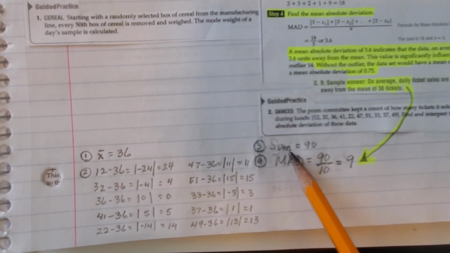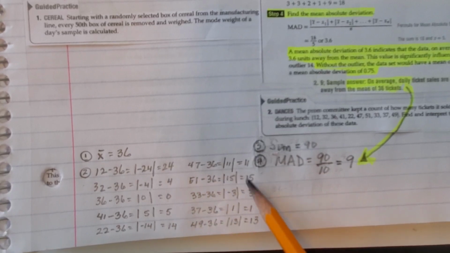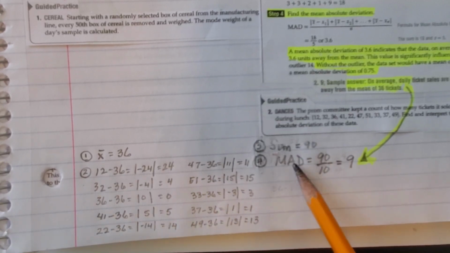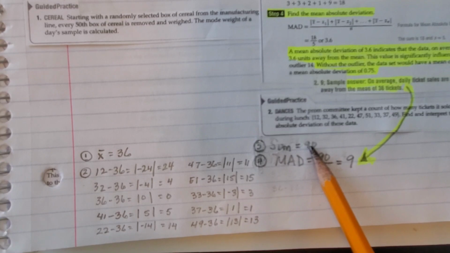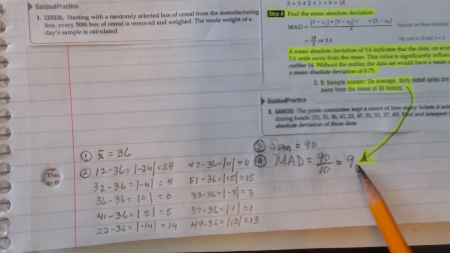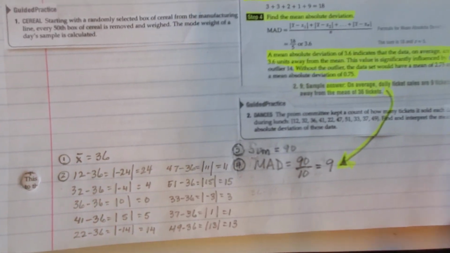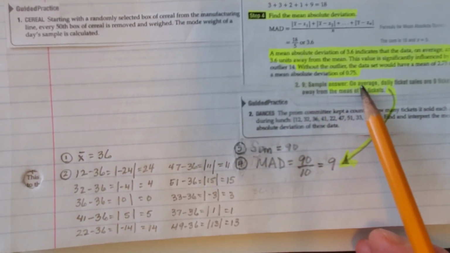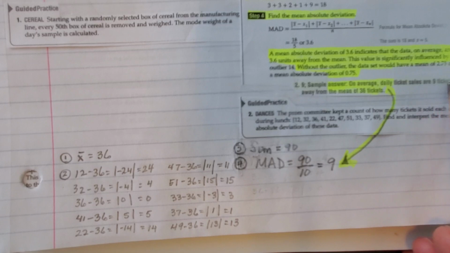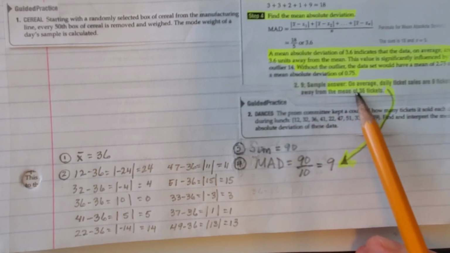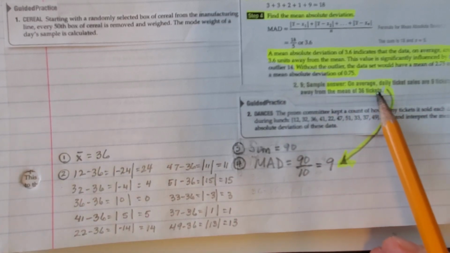Then you add those 10. If I add all of these 10, I get 90. The MAD is the average of that. So 90 divided by 10 is 9. And that means, on average, this is your answer. I always have the answers here. On average, daily ticket sales are 9 tickets away from the mean of 36 tickets.